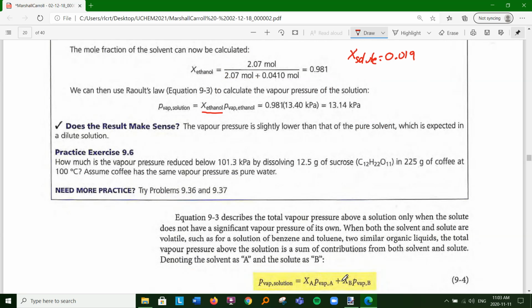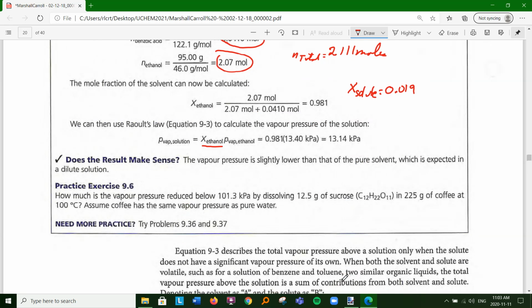Shall we try this one? Why not? Okay. And I'm going to look at the practice exercise answers, which are usually at the end of the chapter or at the end of the book? I always forget that one. Practice exercise answers. Okay, this is 9.6, and it says that it's reduced by 0.296 kilopascals. Okay. Well, let's see if that's the answer.